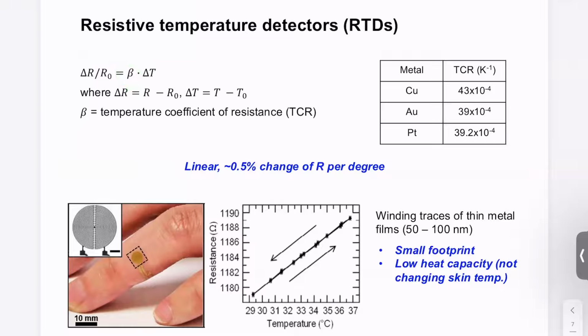So we like linear relationships. It's easy to calculate. On the table on the right, I show you the temperature coefficient of common metals, and they are around 40 times 10 to the minus 4, around the same range. So if you plug your TCR, your beta, into this equation, you will see it's about 0.5% change of resistance per degree C or K, not F. So it's not much change here.